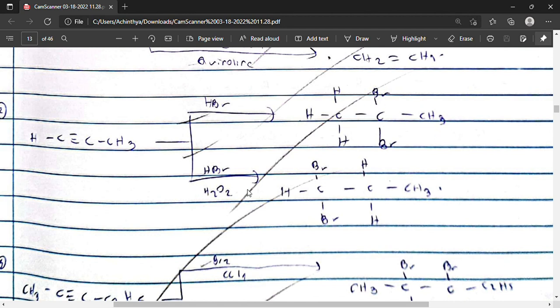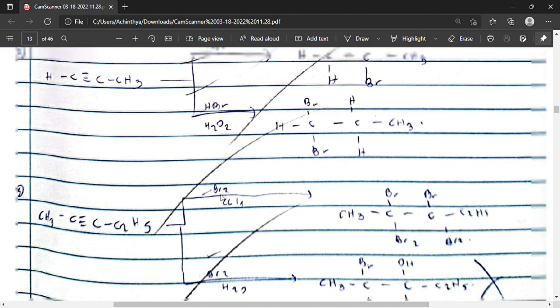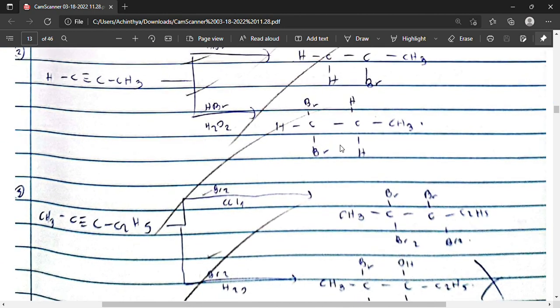We can obtain the anti-Markovnikov product by adding hydrogen peroxide as well, in which case it undergoes the free radical mechanism to achieve this product.